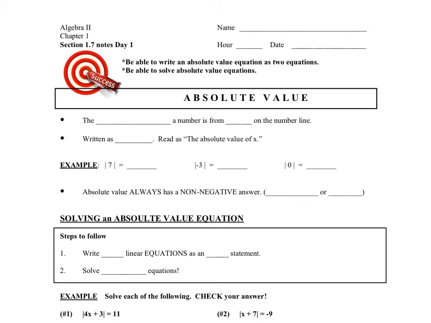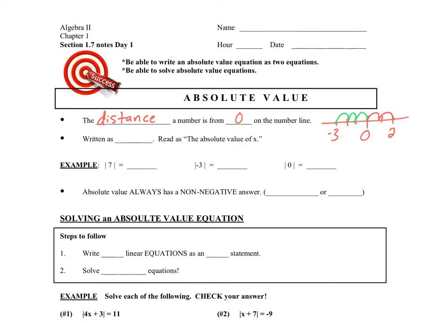The absolute value is the distance a number is from 0 on a number line. So think of a number line, here's 0. The absolute value of 2 is 2 because it's 1, 2 away from 0. The absolute value of -3 is 3 because it's 1, 2, 3 away from 0. So that's how we determine the absolute value. It's a distance from 0.